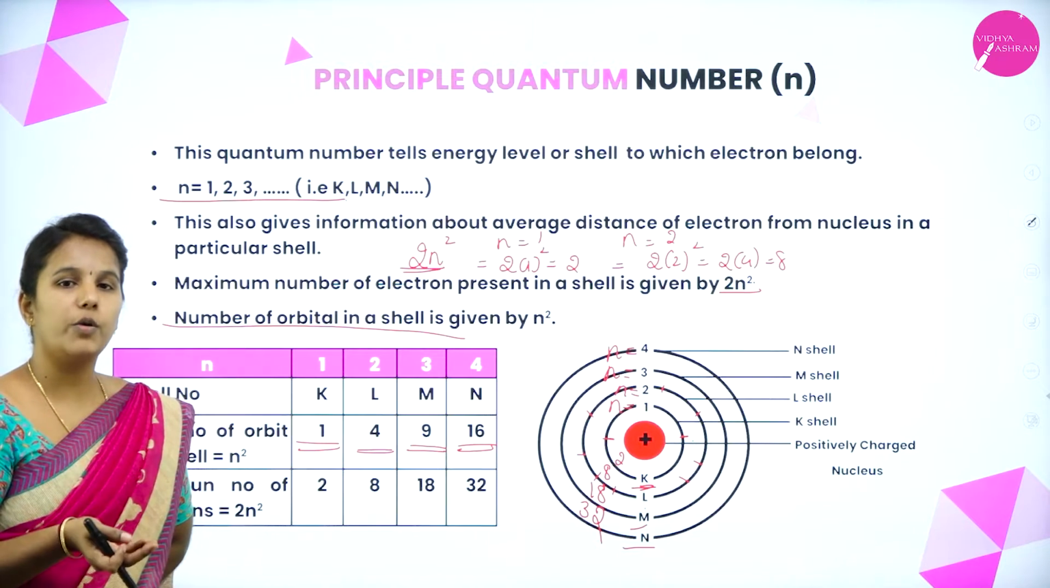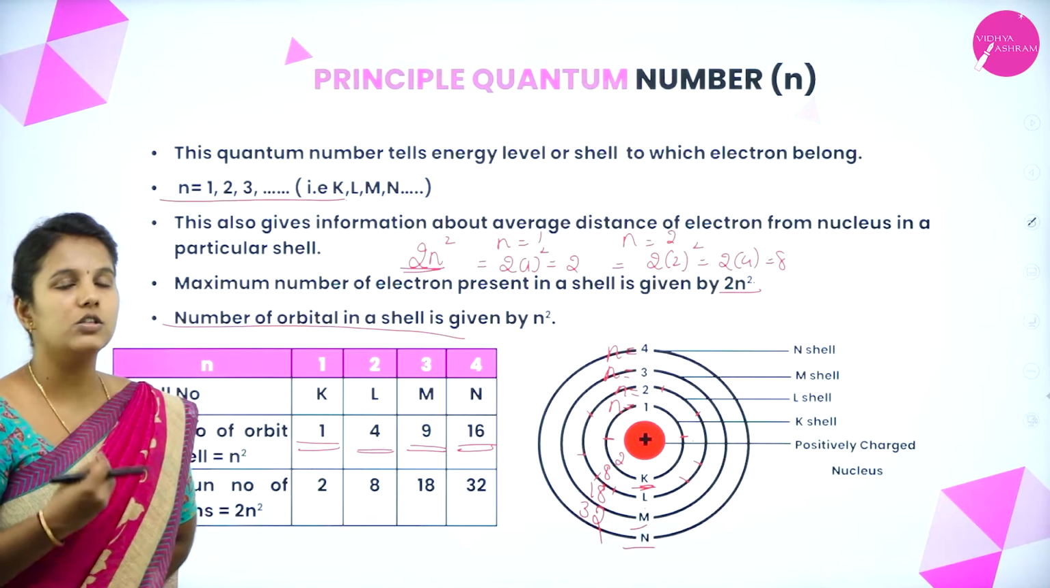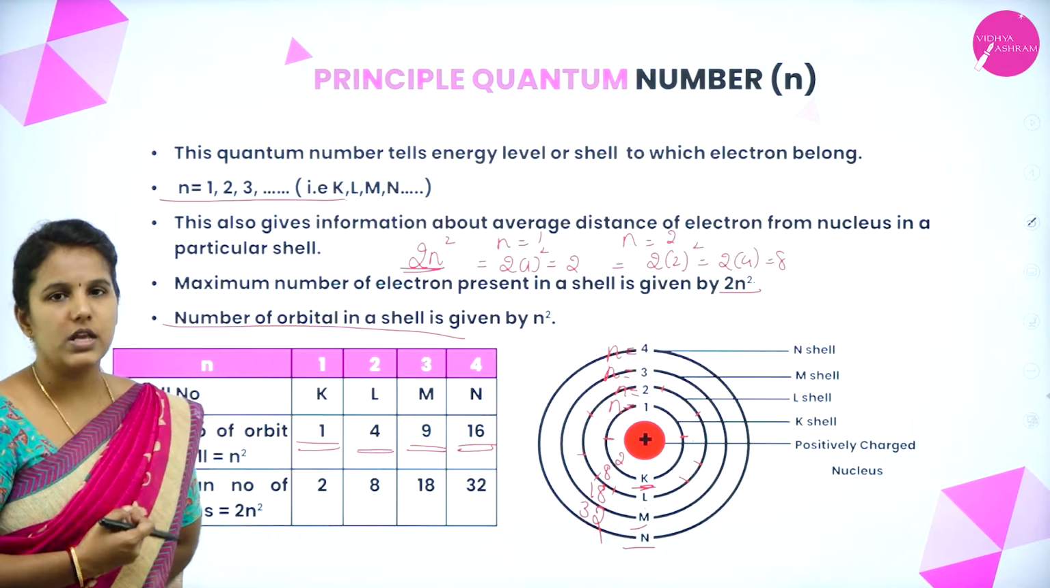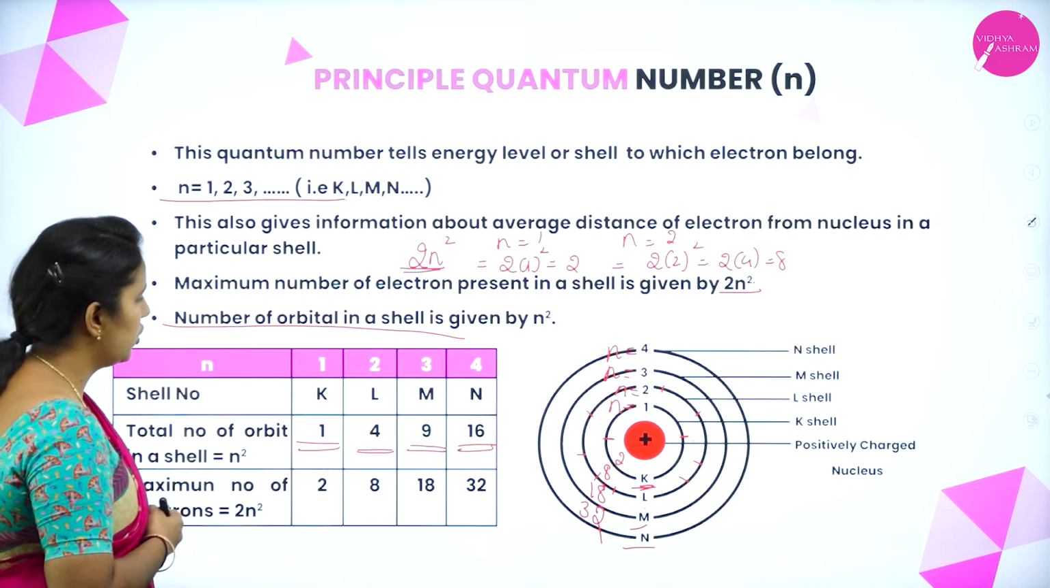That is, the number of orbitals present in each shell can be obtained by using principal quantum numbers. Hope you all understood this concept.